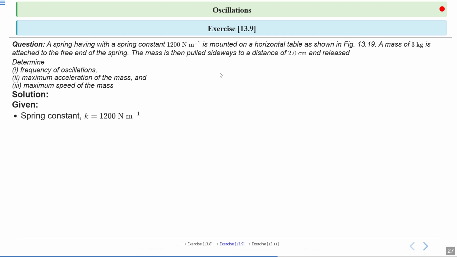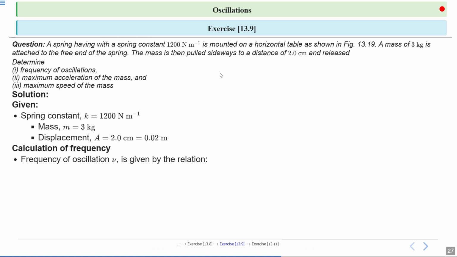First, let's list out the information given in the problem. The spring constant k equal to 1200 Newton per meter. Mass m equal to 3 kg. Displacement A equal to 2.0 centimeter. So here we need to convert it in meters. So it will be 0.02 meter.